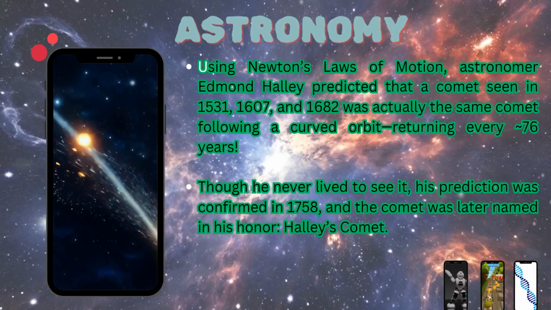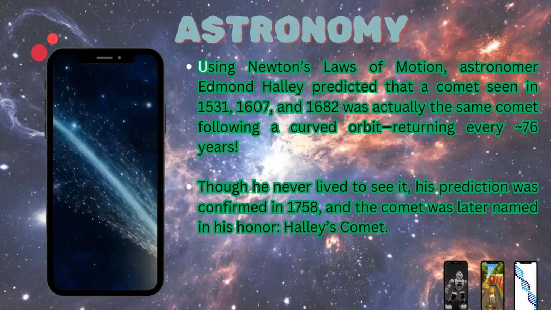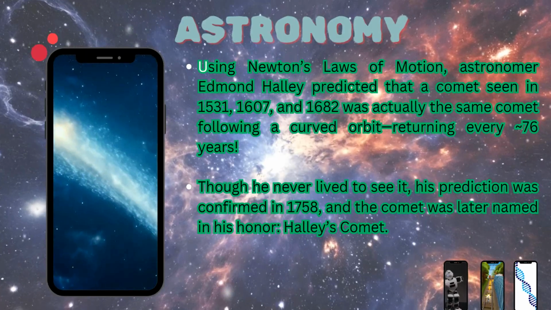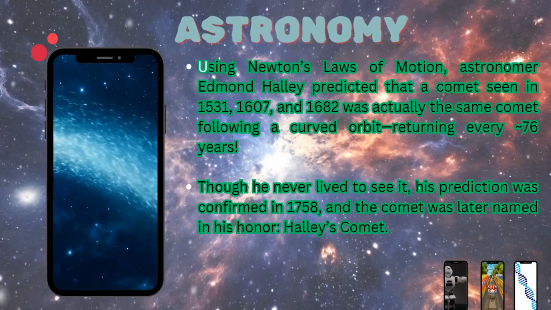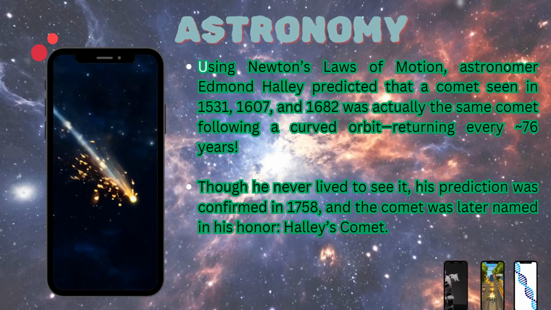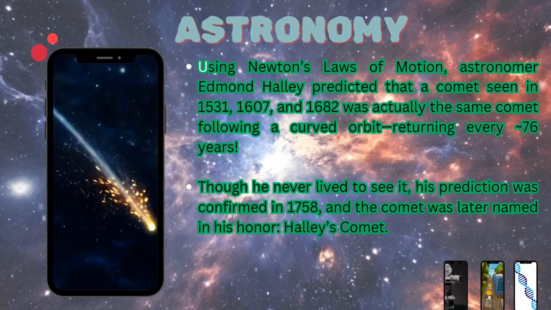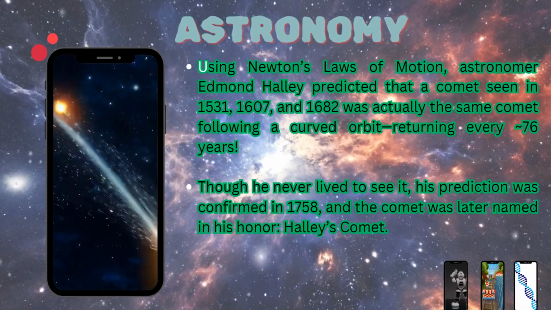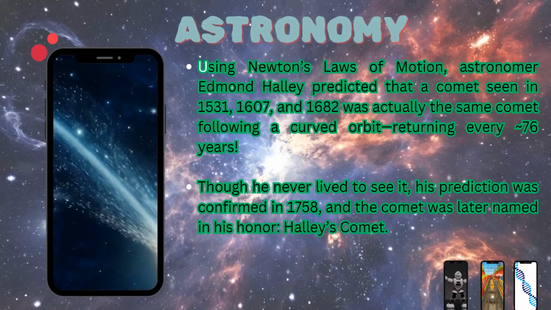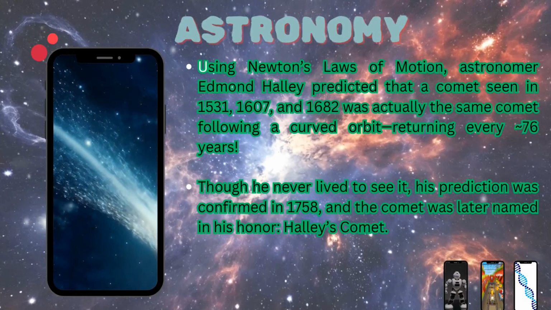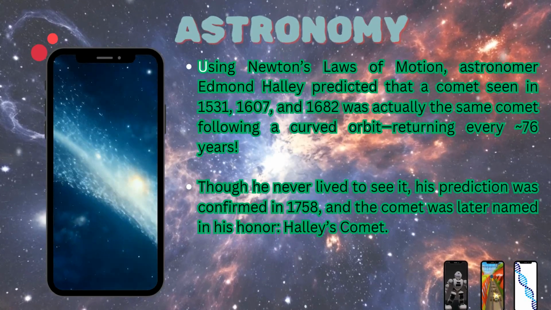Using Newton's laws of motion, astronomer Edmund Halley predicted that a comet seen in 1531, 1607, and 1682 was actually the same comet following a curved orbit, returning every 76 years. Though he never lived to see it, his prediction was confirmed in 1758, and the comet was later named in his honor, Halley's Comet.